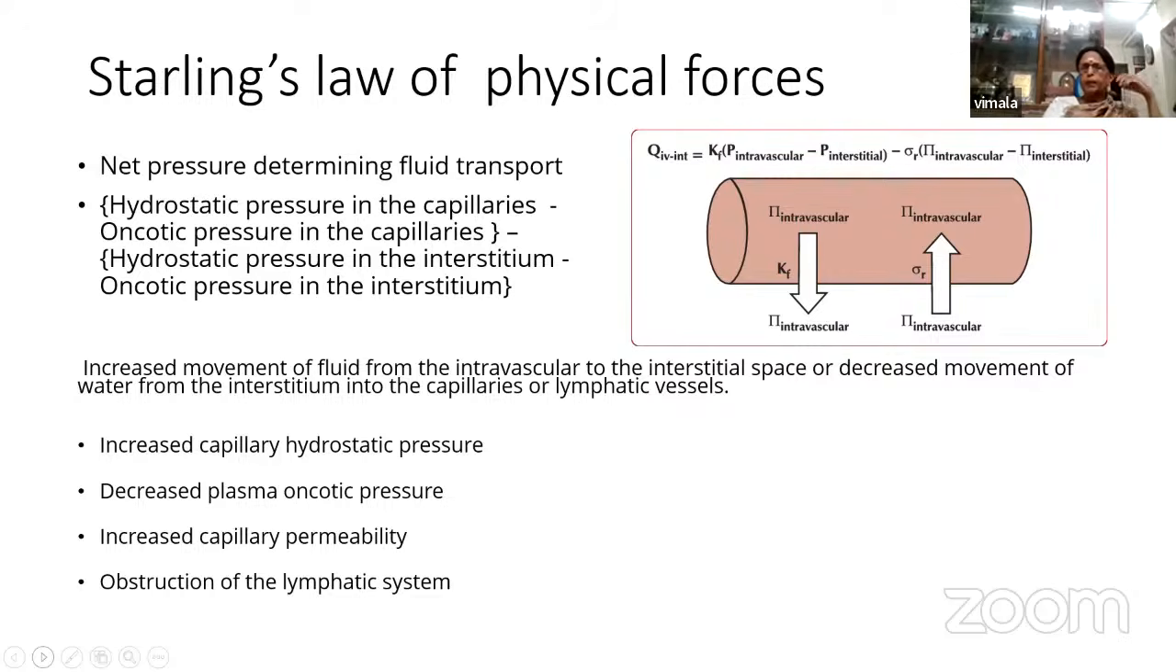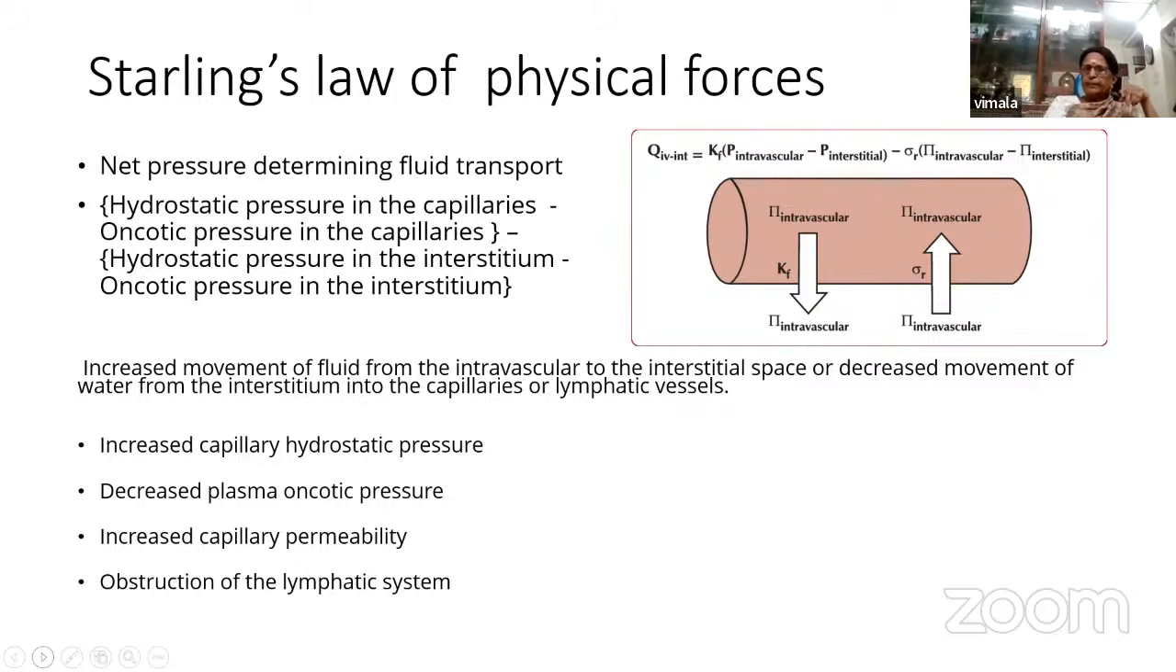So the fluid usually comes out of the capillary into the interstitium, and from the interstitium it goes back to the lymphatics, and from lymphatics to the capillaries. That is how normally the fluid works. Now we will soon see when there is any condition that disturbs this equilibrium, the fluid stays in the interstitial compartment, giving rise to what is called edema. So edema is nothing but increased collection of fluid in the interstitium.